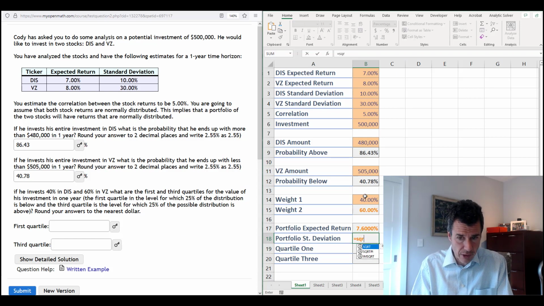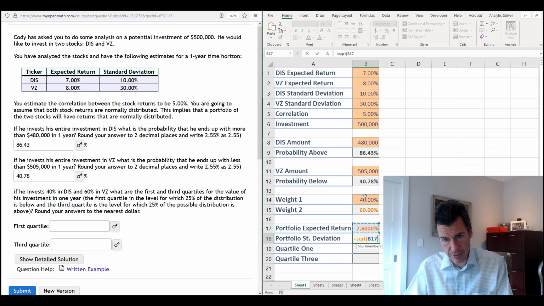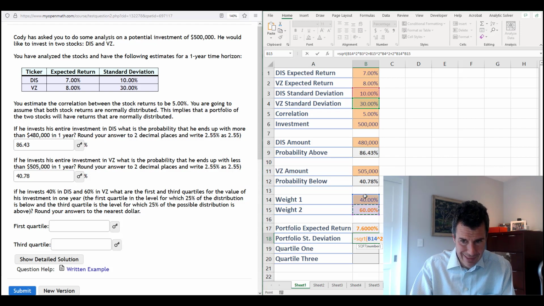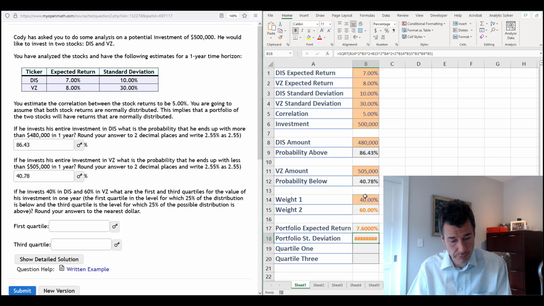The standard deviation is a little more complicated. It's the square root of weight 1 squared times standard deviation 1 squared plus weight 2 squared times standard deviation 2 squared plus 2 times weight 1 times weight 2 times standard deviation 1 times standard deviation 2 times correlation. That gives 18.63%. We have our expected return, we have our standard deviation of returns.